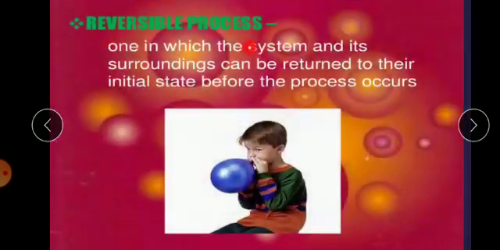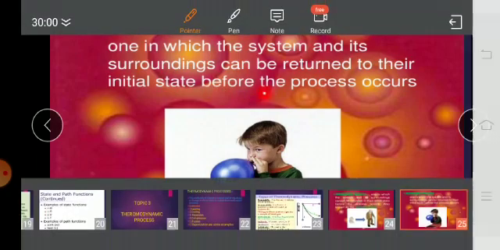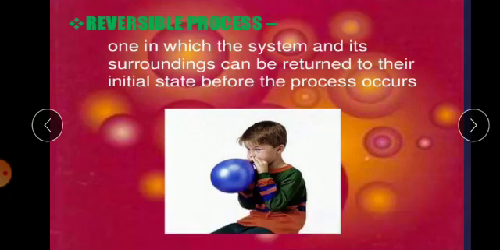And next one, a reversible process. One in which the system and its surroundings, through the thermodynamic process exchanging heat energy from system to surroundings and surroundings to system, can be returned to their initial state before the process occurred. So we may know the conditions for a reversible process to take place. It should be slow. The first condition is that the reaction should take place in a slow manner, and the system and surroundings must be in equilibrium.